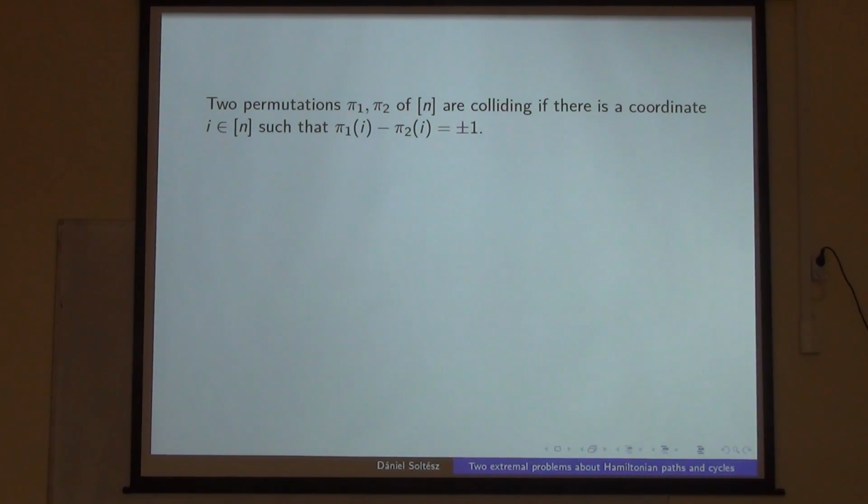It's called colliding permutations. We say that two permutations are colliding if there's a coordinate where their difference is plus minus 1. For example, these two permutations are colliding because at the first coordinate the difference is 1, and we don't care about the others. Even a single coordinate where the difference is 1 is enough for two permutations to be colliding. And these are not colliding because the difference is never plus minus 1, so it's 2, 0, 2, 0. And Körner and Mavenuto asked, what is the maximum number of pairwise colliding permutations?